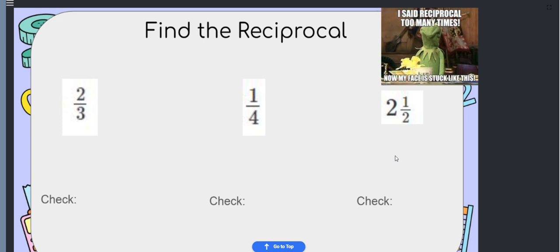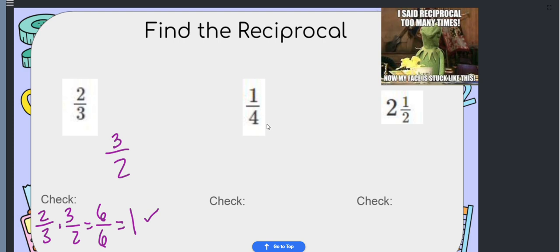So 2/3, we just saw that. 2/3 flipped the other way is 3/2, right? 3 comes to the top and 2 goes to the bottom. That's the reciprocal. And if we check it, 2/3 times 3/2, 2 times 3 is 6, 3 times 2 is 6, and 6 divided by 6 is 1. That means that it is indeed a reciprocal if we can multiply it and get a product of 1.